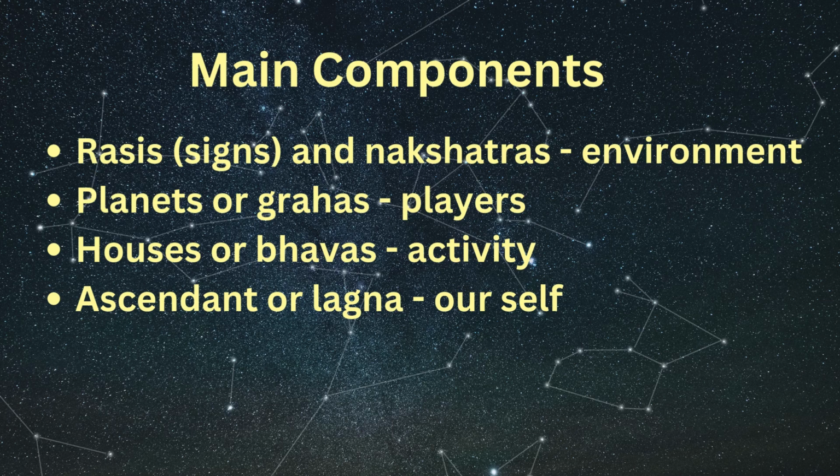The planets or grahas are the players that make use of the resources offered by the environment in which they reside. The houses or bhavas represent the activities or tasks the players perform in the environment. Finally, the ascendant represents our self.